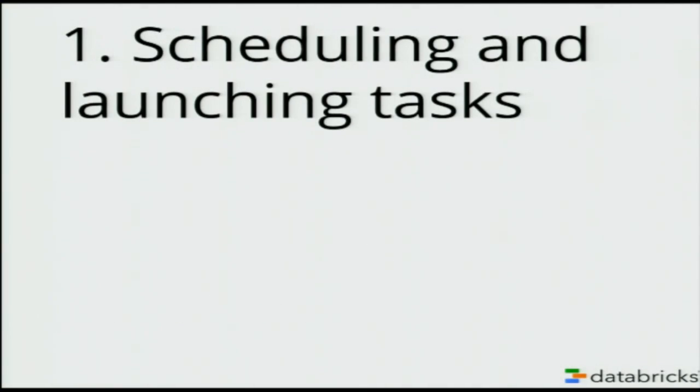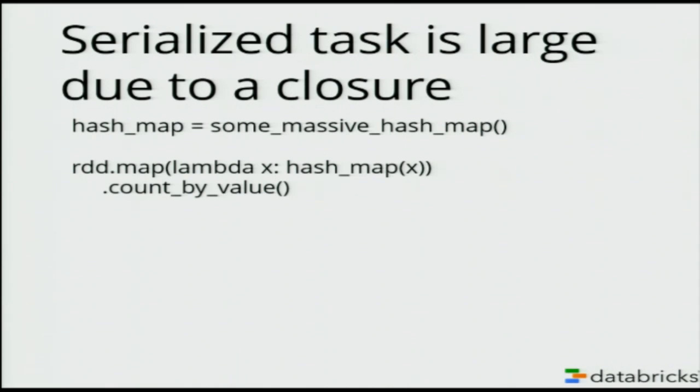Okay, so the first thing, scheduling and launching tasks. One of the most common things I've seen people do is they keep a reference to a big object inside of a task, and that causes the overhead of shipping tasks to become much higher. So in this example, I have a hash map. This is Python-ish code, and then I call a map function on my RDD, and what I do for each item in the RDD is I look up its value in this big hash map, and then I do a count, kind of a histogram of all the values.